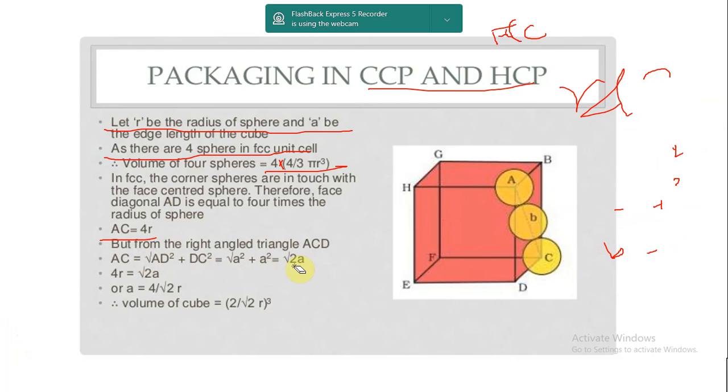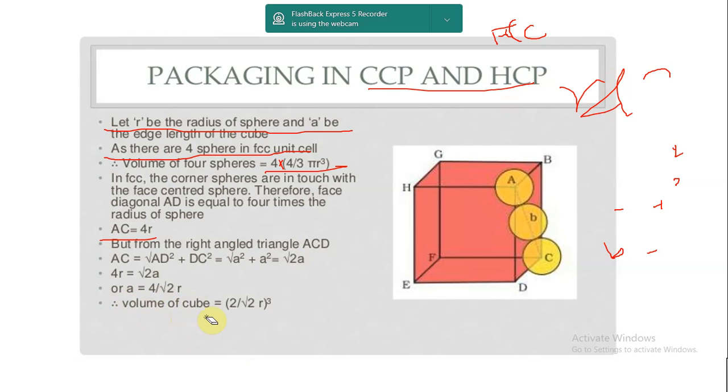But from the right angle triangle ACD, when we apply Pythagoras, AC square equals AD square plus DC square. So AC equals root over AD square plus DC square, so root over A square plus A square, so root over 2A square, so root 2 into A. Now 4R, that is AC, equals root 2 into A. So A equals 4 upon root 2 R. So the A and R relation we found out.